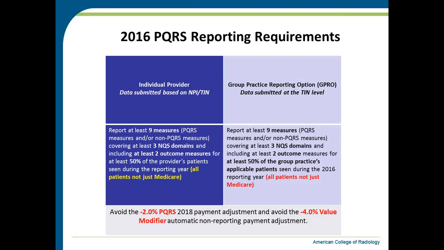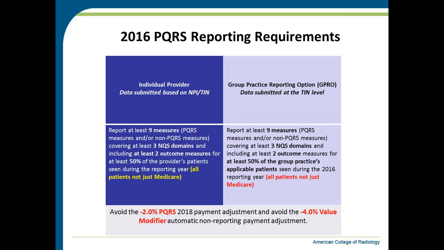And the effort that you're spending your time and resources investing in the QCDR is to avoid a negative payment adjustment to your 2018 Part B services. You can avoid a negative 2% for PQRS and a negative 4% for the value modifier. Starting in 2017, these programs will be sunsetted and will be coined as the quality payment program. But for today's purposes, your goal is 9 measures, 3 domains, 2 outcomes.